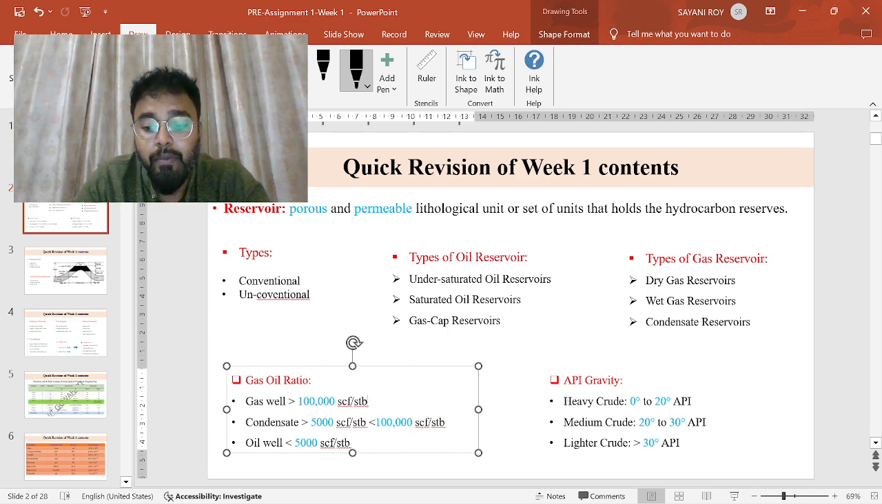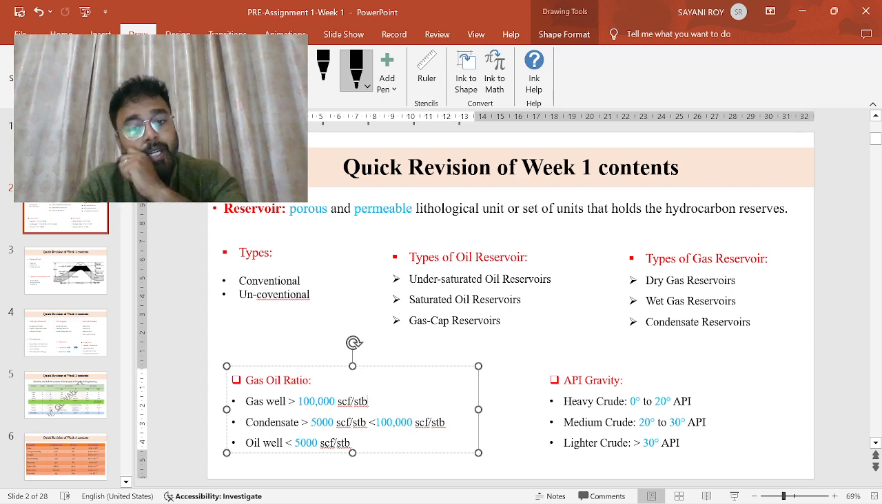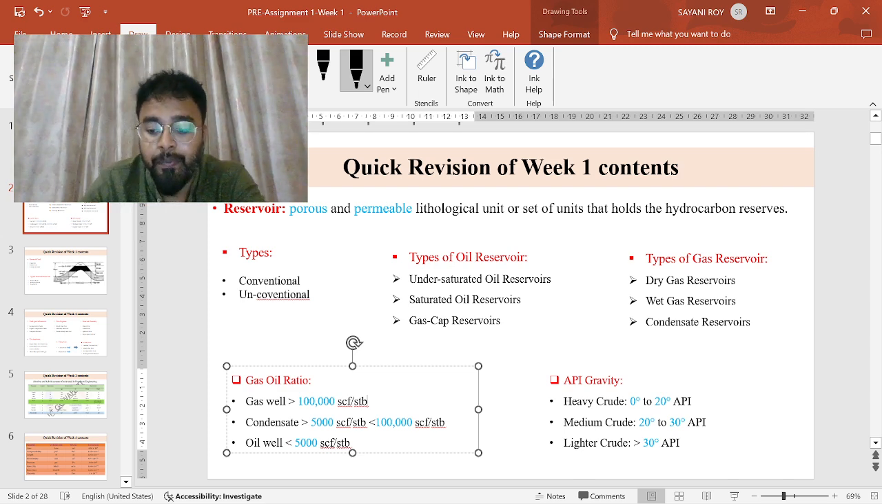This API can be related to specific gravity, which can be related to the density of your fluid. So in a way, it tells us how dense our crude is.